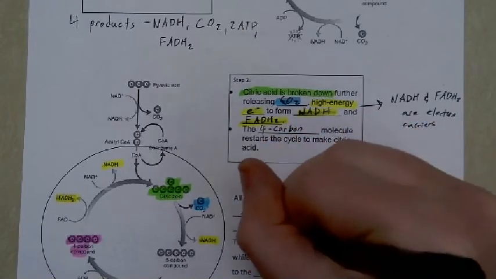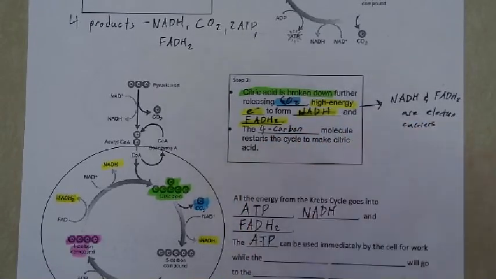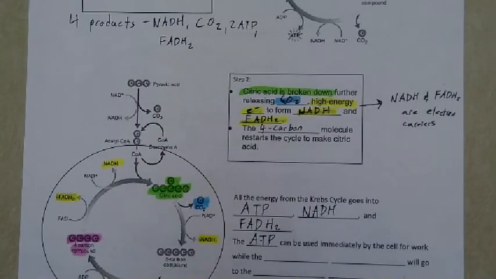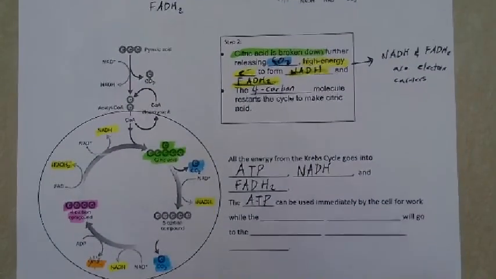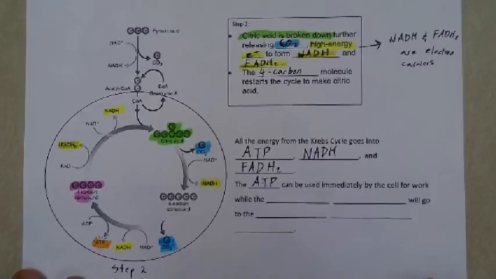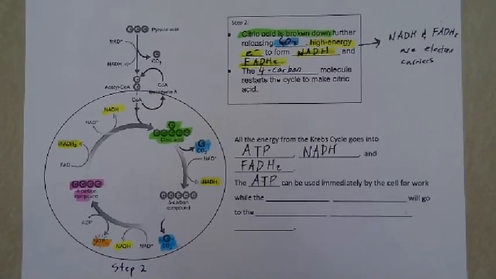So the ATP we can use immediately, right? That's what the cell needs to go do its job. Remember, it doesn't last very long. We got to go spend it. It's the currency of the cell. It's not something you're going to save in your bank account. It's no gold bar, right? It's losing value fast. So you got to go spend it.